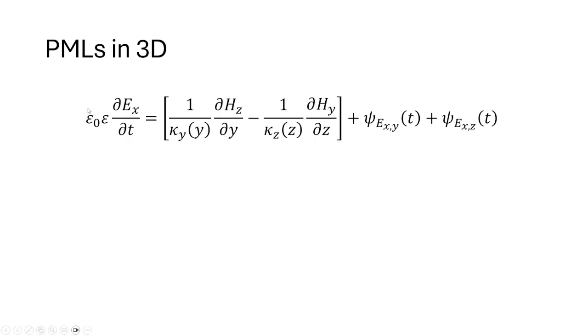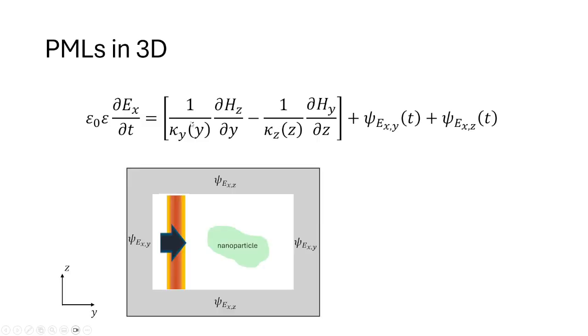So here you can see with the electric field update, we can see the stretched coordinate transformation applied in the y direction, as we've already done. But we also have it now applied in the z direction, because this Maxwell equation for the EX field includes a derivative with respect to y and a derivative with respect to z. So we need to account for the stretched coordinates in the y and z directions.